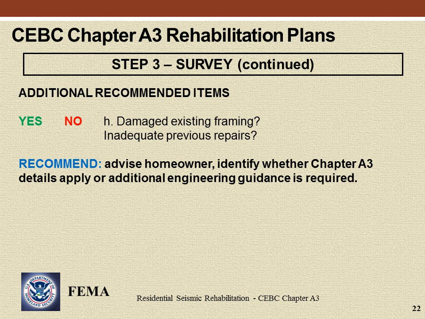Item H addresses damaged existing framing and inadequate repairs. These conditions should be brought to the attention of the homeowner. These conditions may also result in framing conditions that are not reflected in CEBC Chapter A3. They may occur from original construction, repairs, or alterations. Where typical details do not apply, additional engineering guidance will be required. It is important to identify this condition prior to the start of construction, if possible, so the additional cost of engineering guidance can be identified for the homeowner.